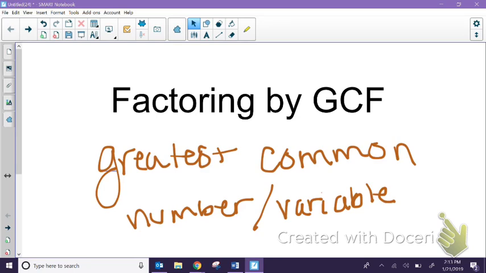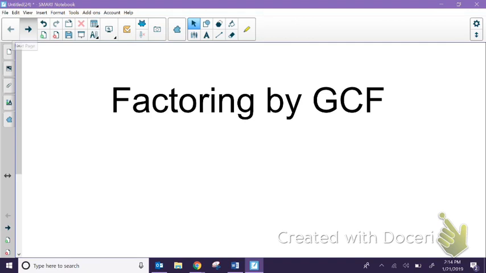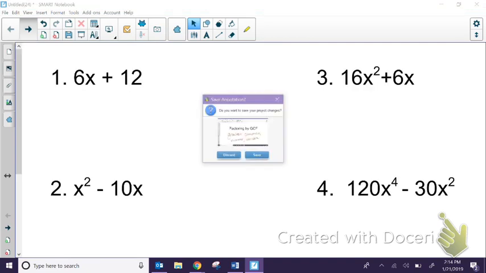So let's look at the examples. I'm going to get out of this notation. Let's look at the examples right here. Okay? These examples right here, let me get rid of that screen real quick. Did I get rid of it? Yes.